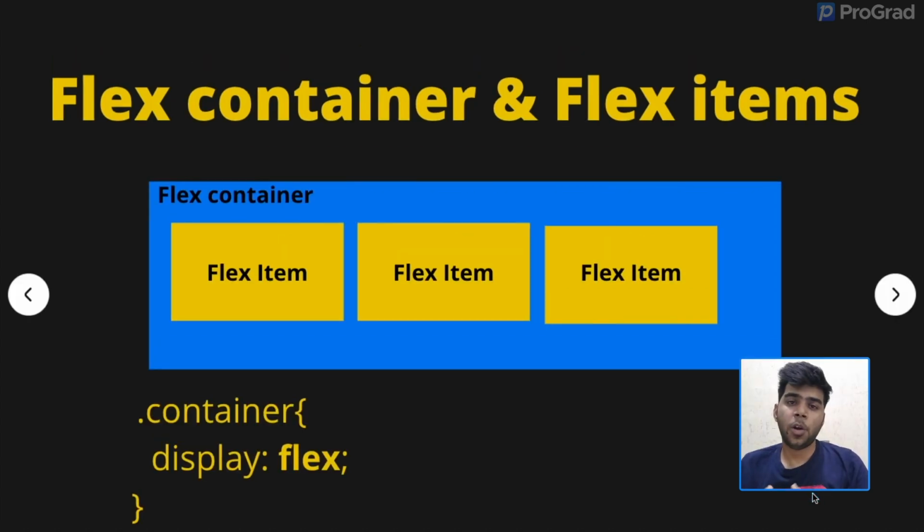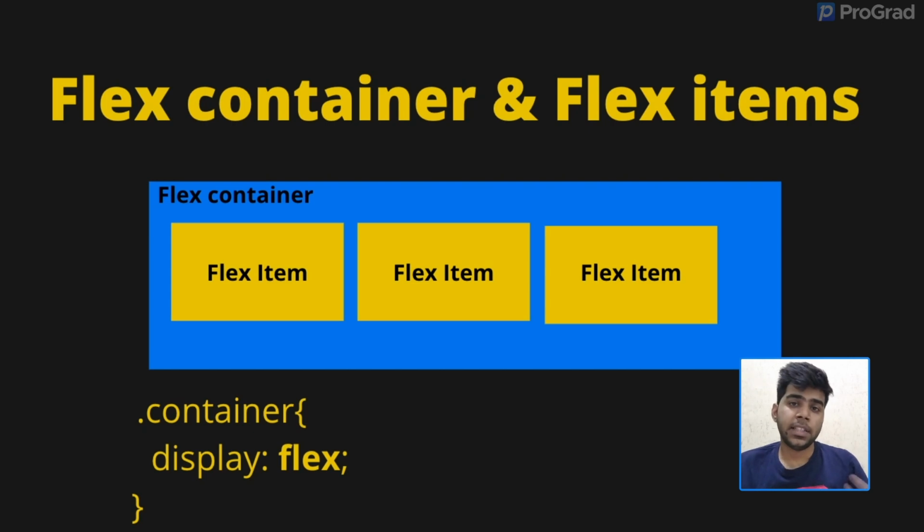Now to use all the properties defined by the Flexbox module, we have to first understand how to create a Flex container. To create a Flex container, we have to set the display property of the container element to flex. This will automatically convert all the items inside the container to Flex items, and it is also going to align these items in a single row.